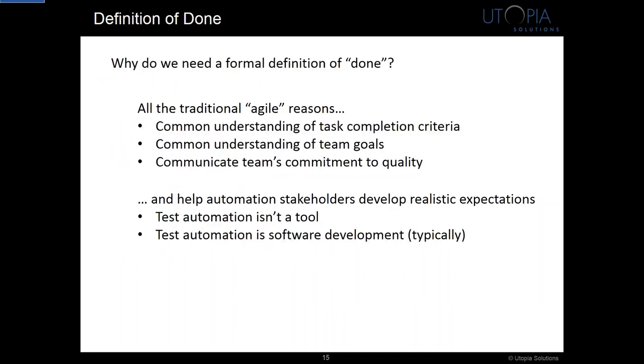Focusing on the right scope, taking a minimal viable product approach is great, but it doesn't buy you anything if there's no agreement on when tasks are done or if quality is subpar. I think most people would agree that having a definition of done in Agile development is a good thing. We get agreement on when we can call tasks complete, and it serves as a statement of the team's commitment to quality. But it has some unique benefits in automation as well. Primarily, it helps stakeholders develop realistic expectations that test automation is not just a tool installation, and that it typically involves software development and needs to be treated that way. I have the definition of done that we use in our implementations on the next slide.